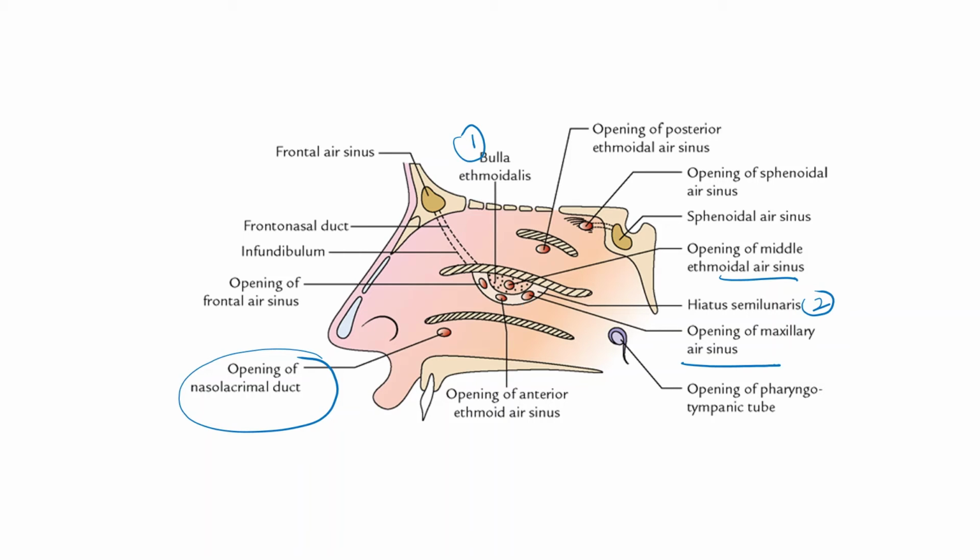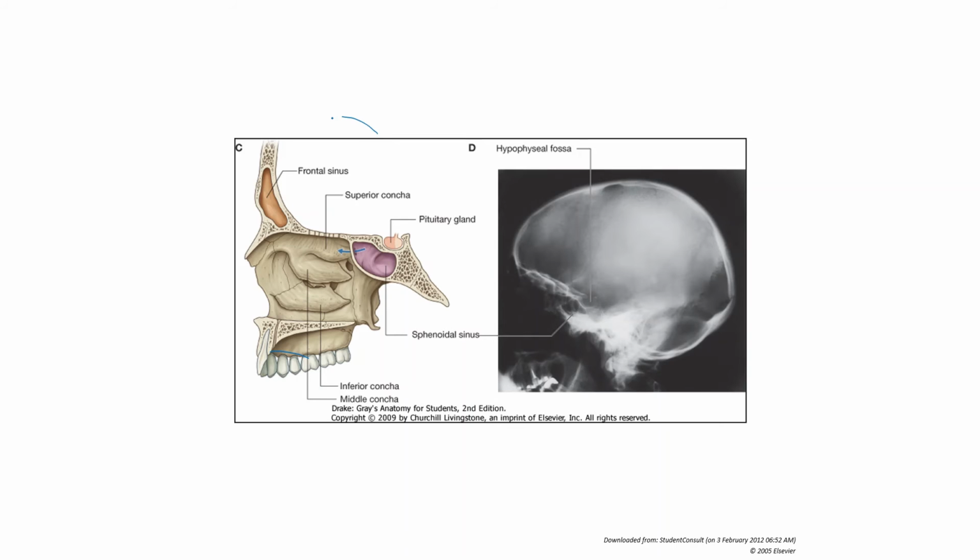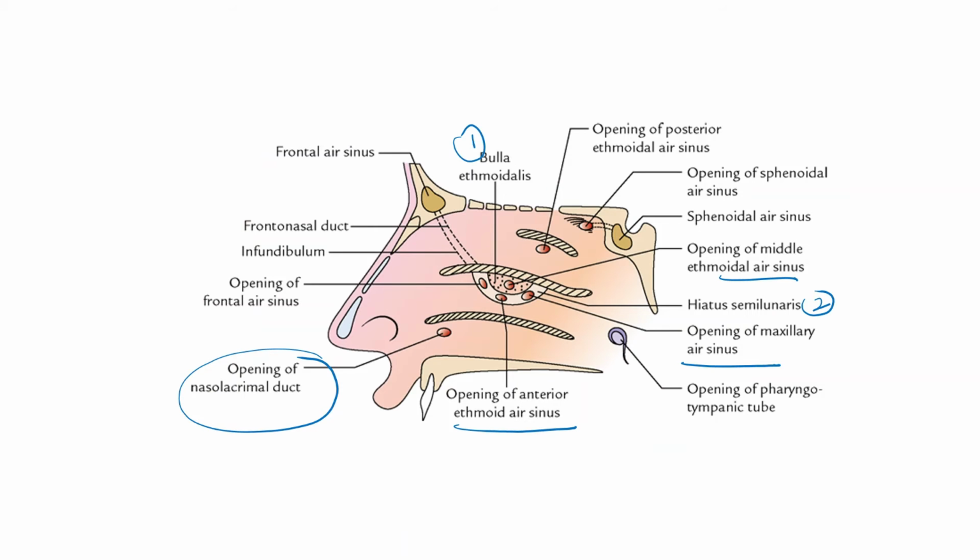This hiatus semilunaris opens into the infundibulum, which receives the opening of the anterior ethmoidal air sinus. The summit of the infundibulum receives the opening of the frontal air sinus through the frontonasal duct. So these are the openings seen in the middle meatus.